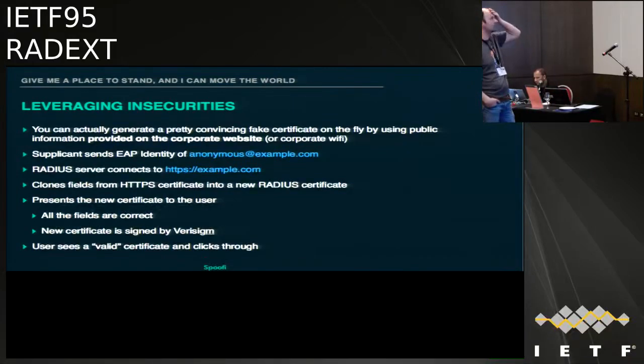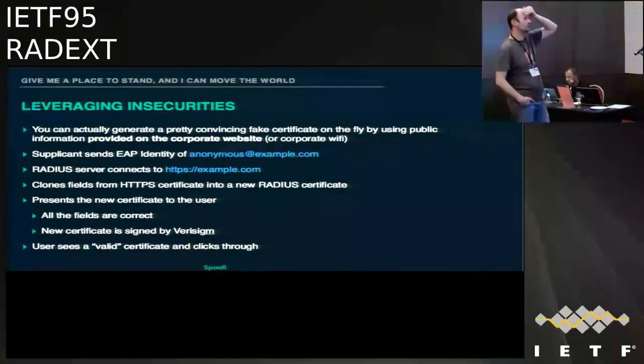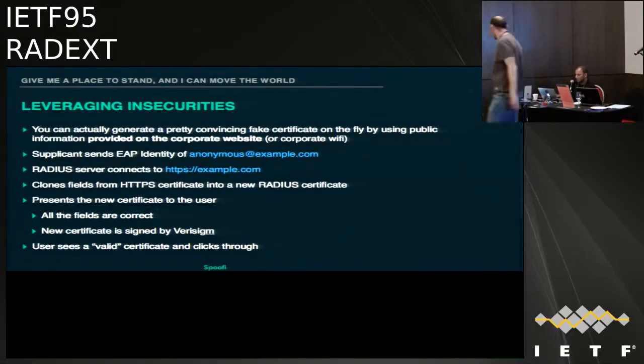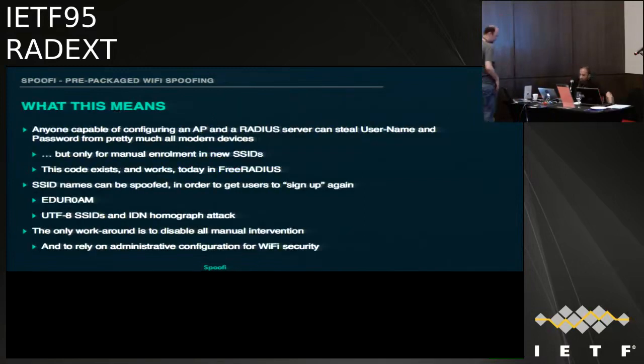SSID names can be spoofed in order to get users to sign up again. For example, there are UTF-8 SSIDs and internationalized homograph attacks. Windows at least has something good here and shows you a whole collection of details instead of the homograph attacks. And Windows assumes that the SSIDs are all ASCII. It does not show you anything useful. So the only real workaround for this is to disable all manual intervention and to rely on administrative configuration for Wi-Fi security.